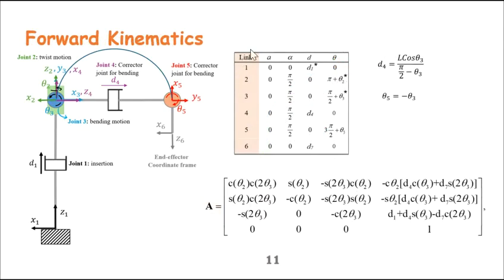Now that we have the Denavit-Hartenberg parameters and the coupling between the independent and dependent parameters, we can obtain the forward kinematics of structures like catheters, as you can see here. And this is the end of obtaining the forward kinematics for this structure.